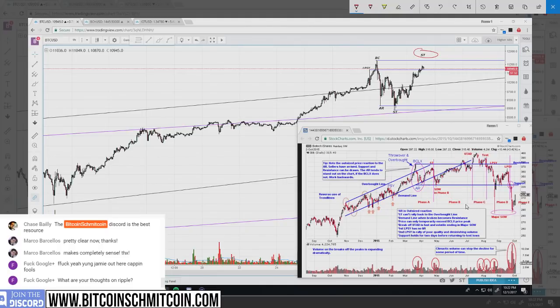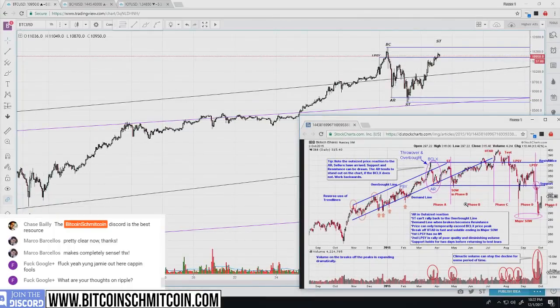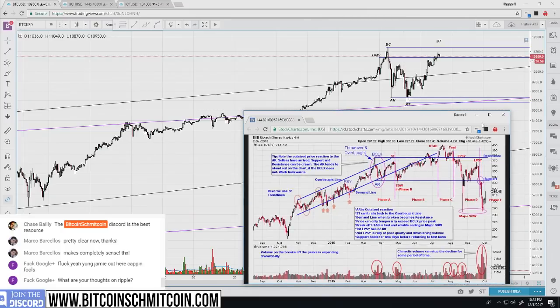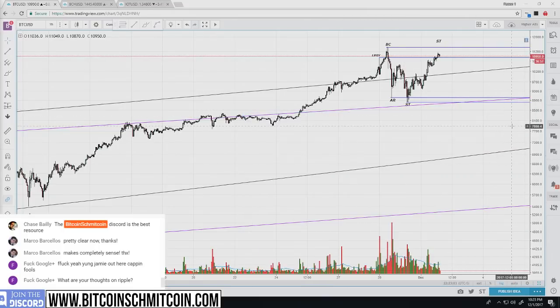So a lot's up in the air right now with Bitcoin. We'll just have to play it by ear and keep an eye on it. It could be an accumulation phase. It could be a distribution phase. We do not know.